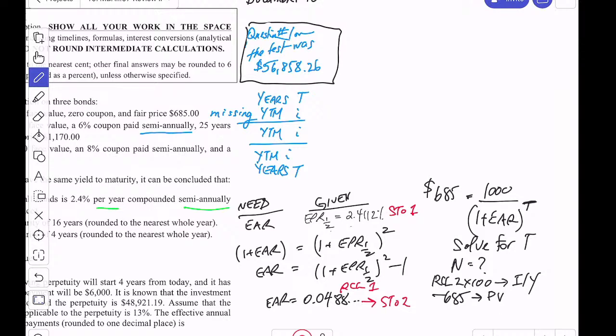PMT is going to be 0 because there are no payments. It's just one amount, one lump sum. And then the face value will be the 1,000 that you get. Then you ask the calculator to compute. You want to compute N.